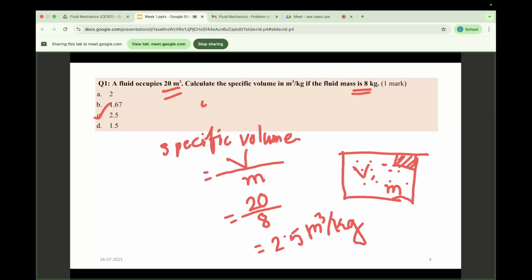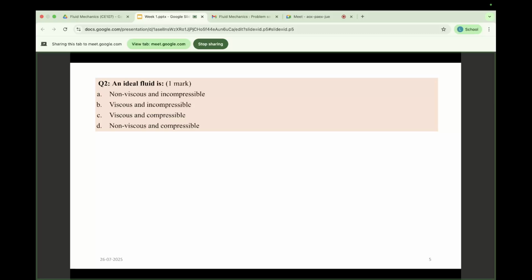Another thing, this slide I will share with you after this class, and you will get all this answer. Similar questions you will find in your assignment. Using this same concept, you will be able to solve this in the assignment. I hope that this will definitely help you. So the answer is option C. Coming to the next question, this is the next question.